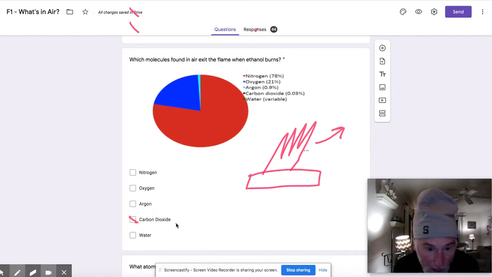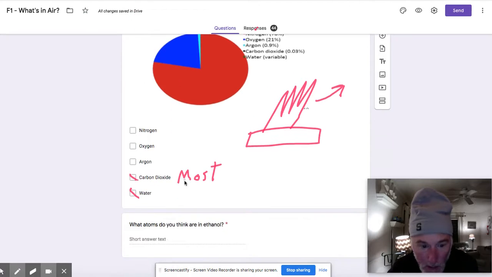Carbon dioxide, most people wrote that down. Okay, so most of you had that. But there's actually another molecule that does come off the flame. We'll be able to examine this and prove this later on, and that is water. So if you had both of these, you were correct on that one. I'm not sure how many of you had both. Again, these are all false there. None of those would be exiting the flame. This one, remember, goes into the flame. So that was that one there.